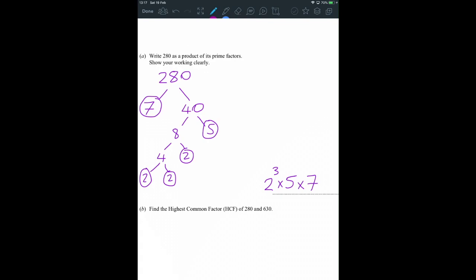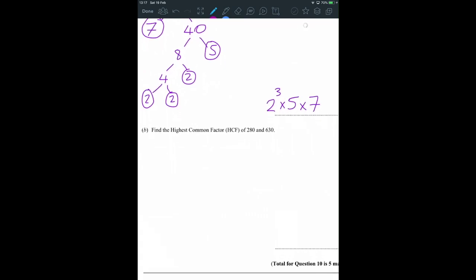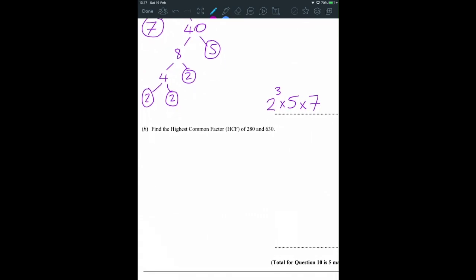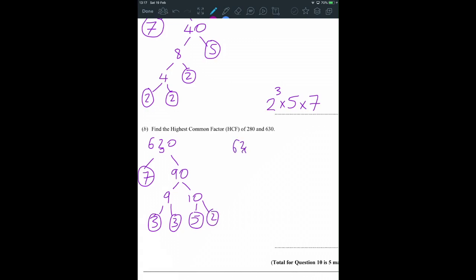Now we're going to try and find the highest common factor of 630 and 280. Well, I'm going to do the 630 factor tree nice and quick. So again, I notice it's 7 times, well, 9 to make 63. So 7 times 90. Well, 90 is 9 times 10. That's quite a nice setup. And then I get all the prime factors of each of those. So 630 I can write as 2 times 3 squared times 5 times 7.